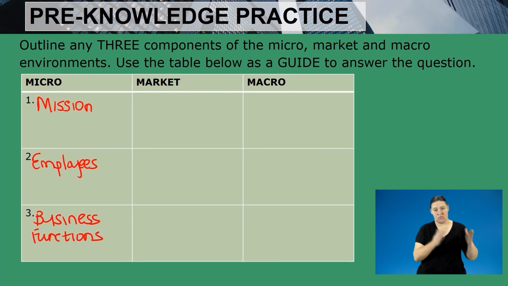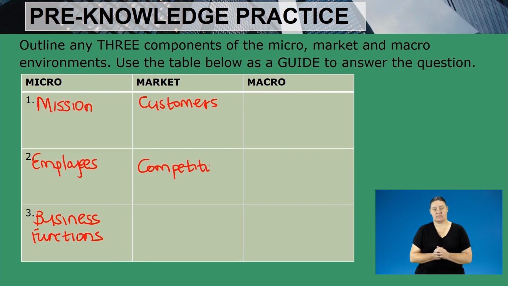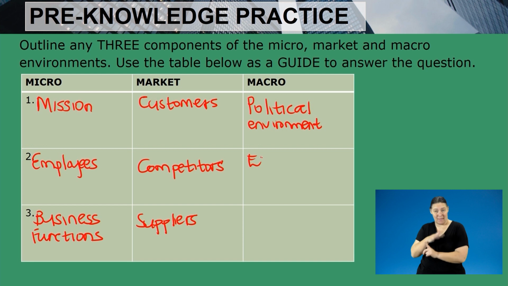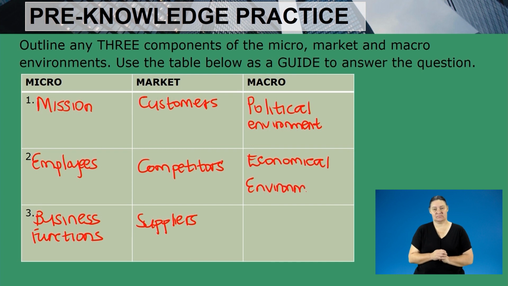Now let's move on to the components of the market environment. We have our customers. Then we have our competitors. And then we have our suppliers. Let's move on to the components of the macro environment. We have your political environment. We have our economic environment, economical. And then we have this one that you love the most, that is our technological environment. Yes, that's right.